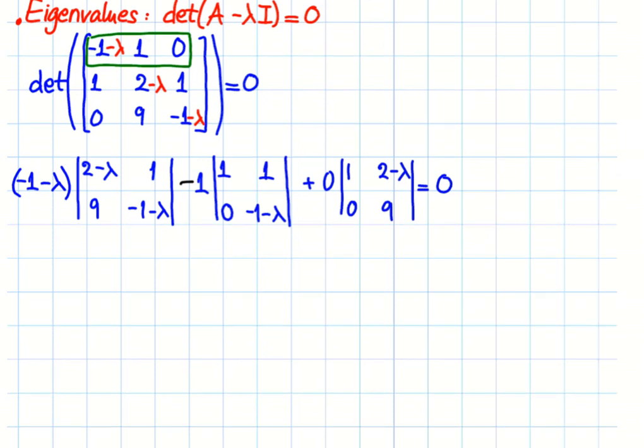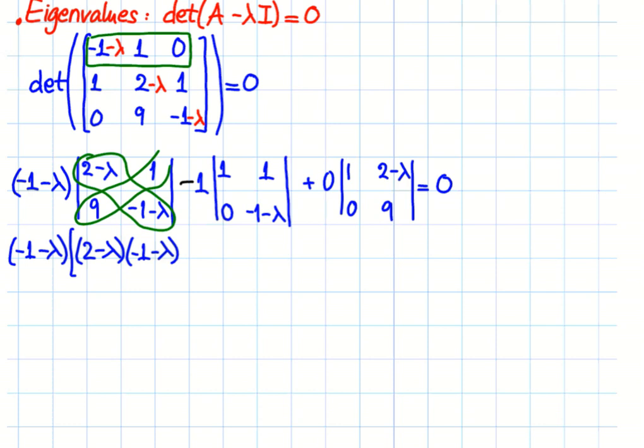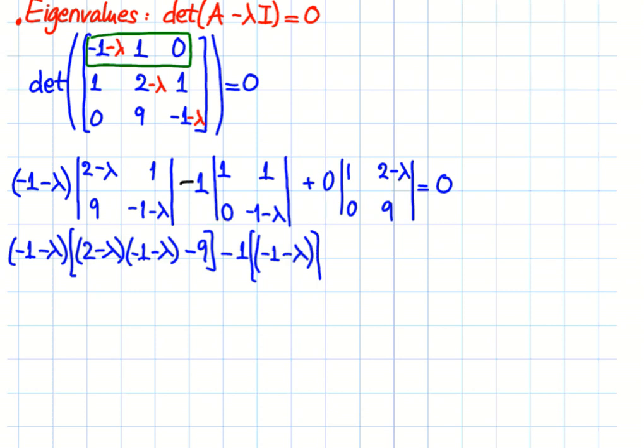And so for this polynomial equation, we have 2 minus lambda times minus 1 minus lambda. Again, a 2 by 2 determinant: we multiply this diagonal, subtract the other diagonal. Minus 9, and then minus 1 times minus 1 minus lambda, and minus 0. So that's pretty much it. 0 times anything goes to 0. So that's what we have, and multiply it out.